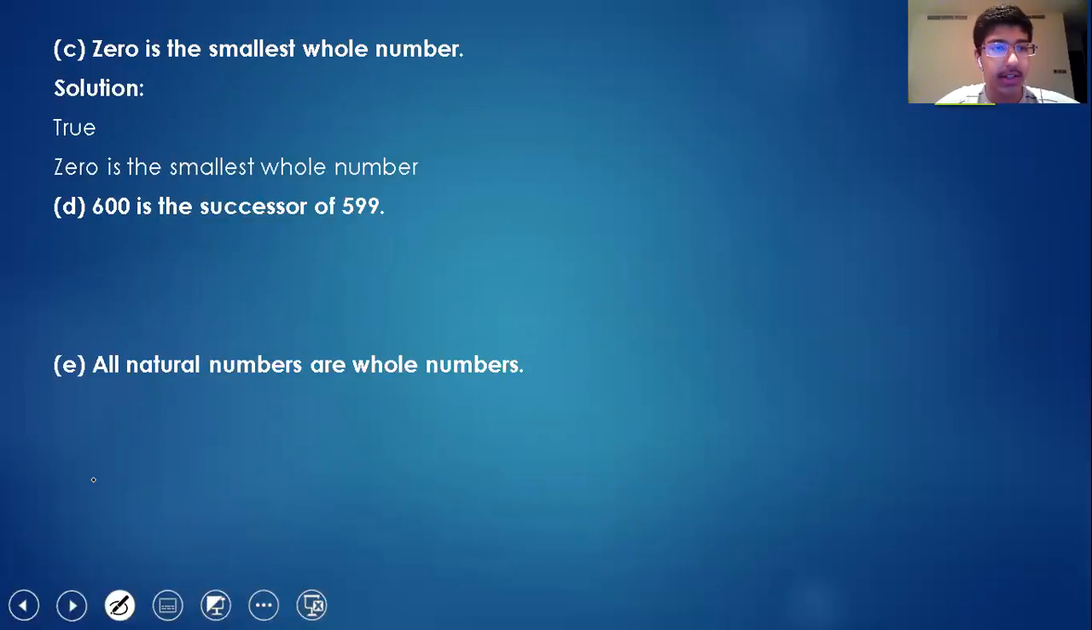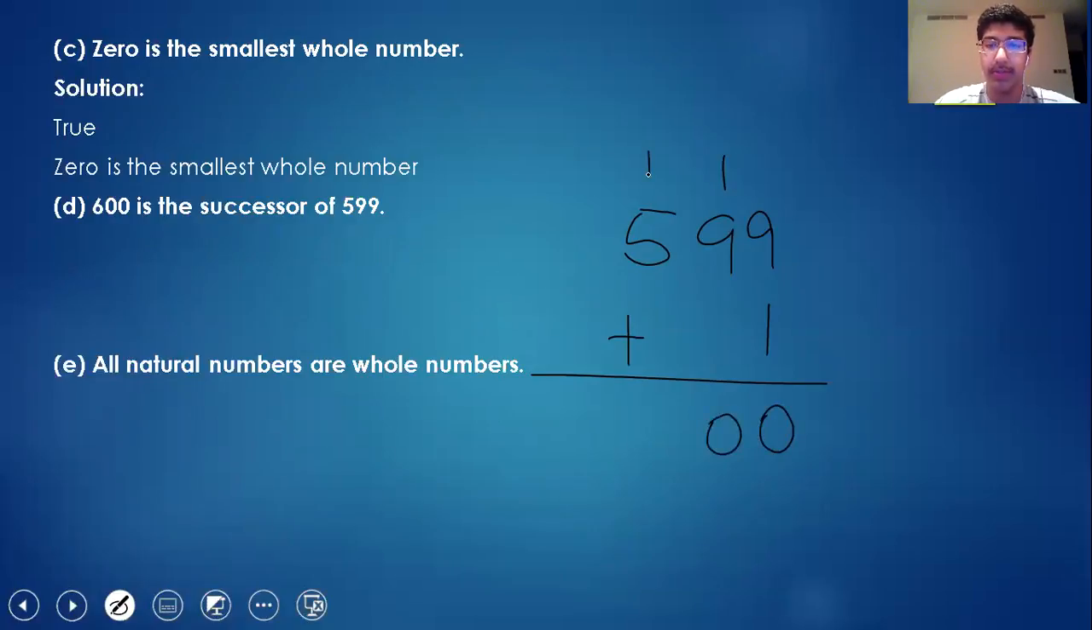Second, 600 is a successor of 599. Successor means the number after. So for 599, a successor is plus 1: 9 plus 1 is 0, carry 1; 9 plus 1, again 0, carry 1; 5 plus 1 is 6. So our answer is 600. So this statement is true.